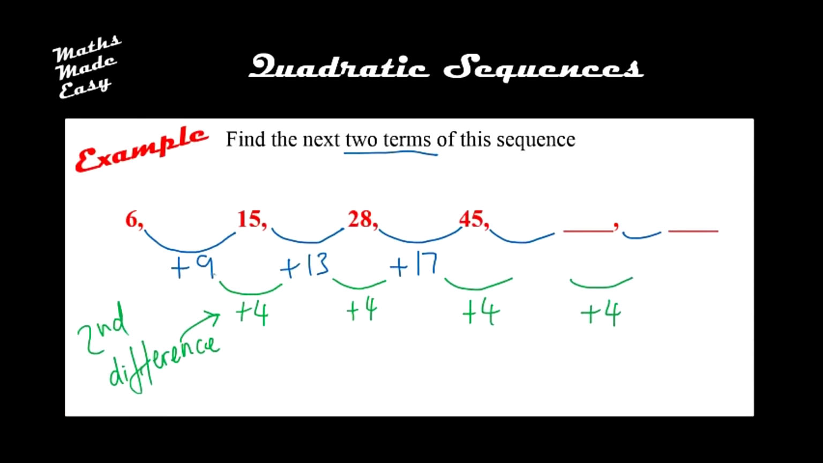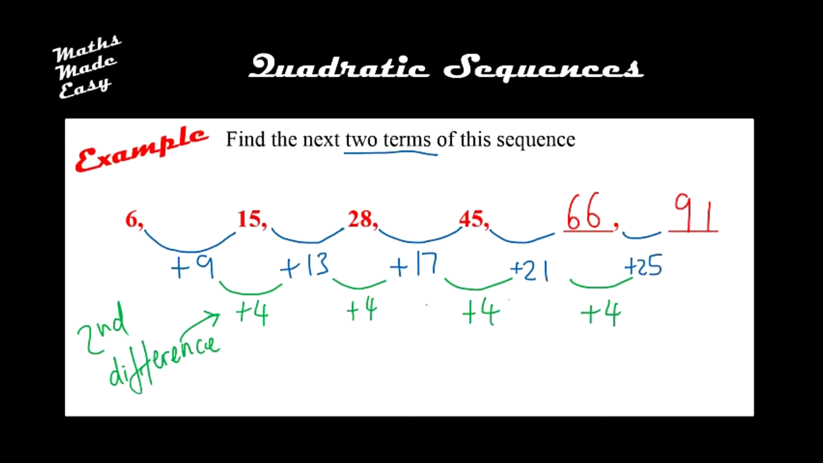So I can go back to the first differences now, and I know that 17 add 4 will give me the number that I then need to add to 45 to complete this term of the sequence. So 17 add 4 is 21, and then 21 add 4 is 25. So what I need to do to get from 45 to the next number is add on 21, and I found that because the second difference was always 4. So if I go back to the original sequence, then 45 add 21 is 66, and then 66 add 25 is 91.